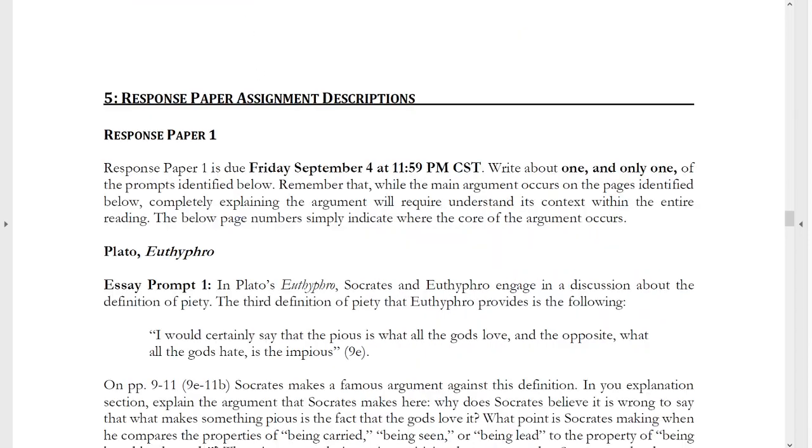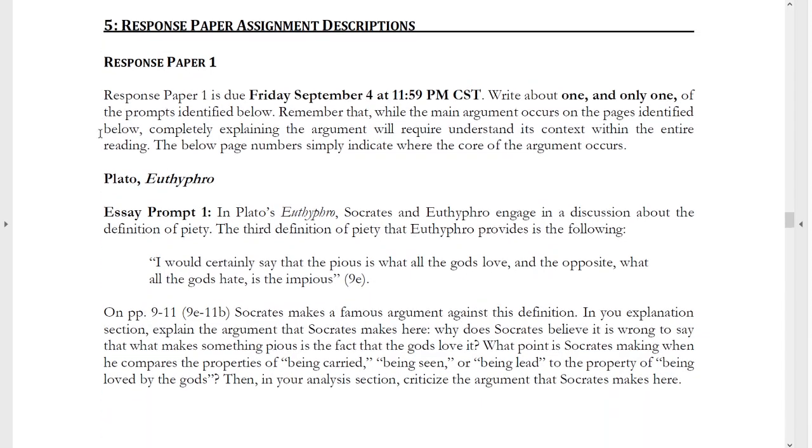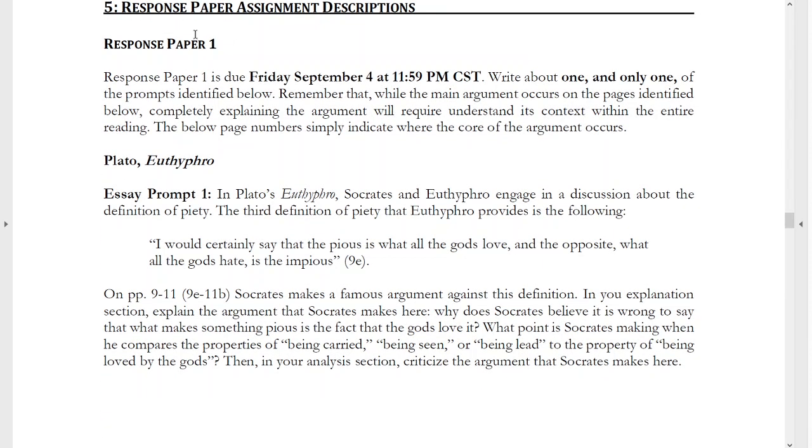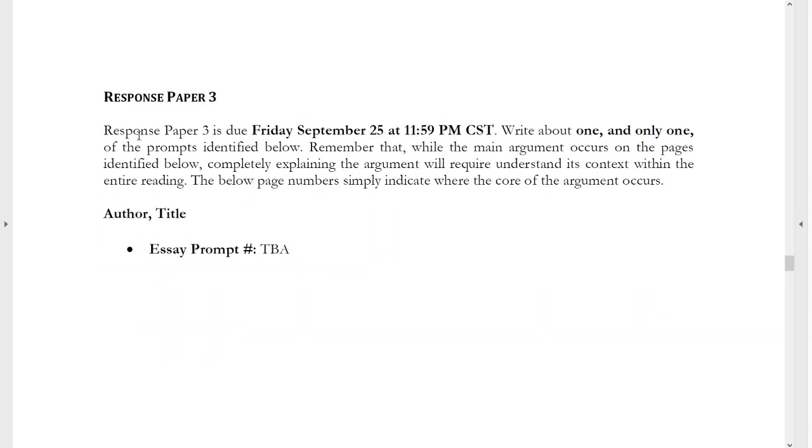Okay, I think that pretty much covers everything. We went over here's the response paper descriptions. The only last thing I'll say is, depending on when you're watching this video, this document might look a little different. For instance, you'll see response paper 3 and onward right now. The prompts are to be announced. I'm still working on those.